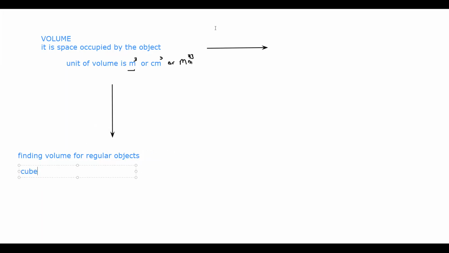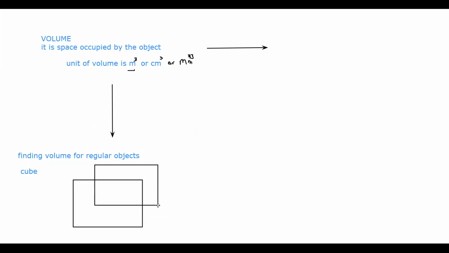So if you have a cube or cuboid and you want to find its volume, the formula is its length, its width, and its height. You will multiply all three dimensions, length with width with height, and you will get the volume of the cube.